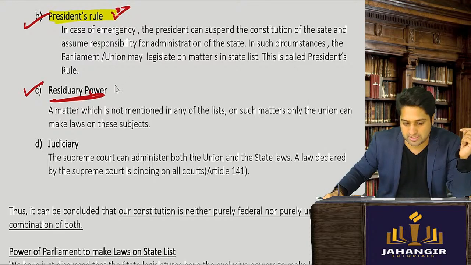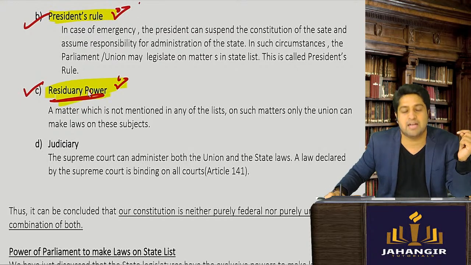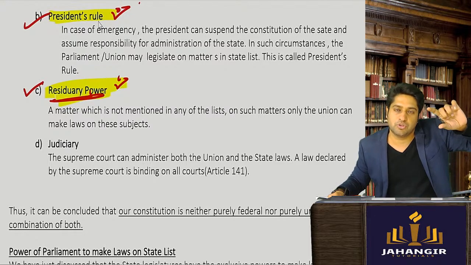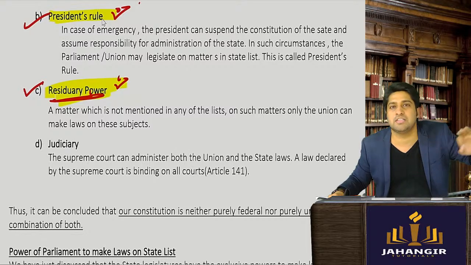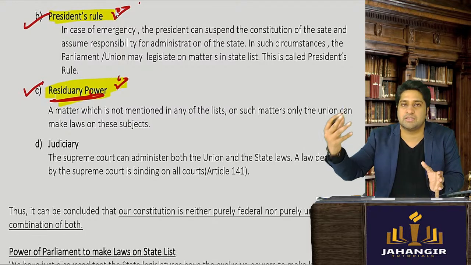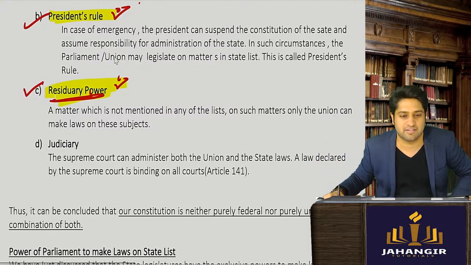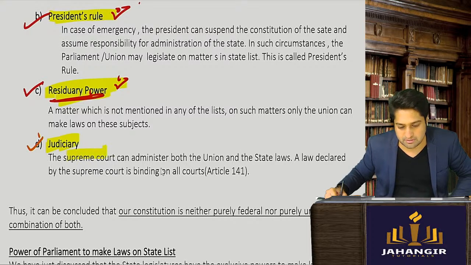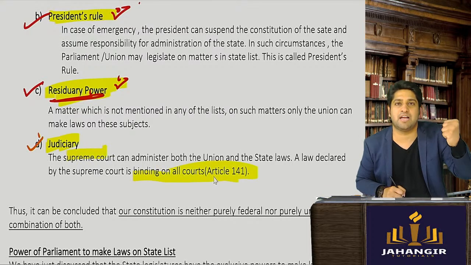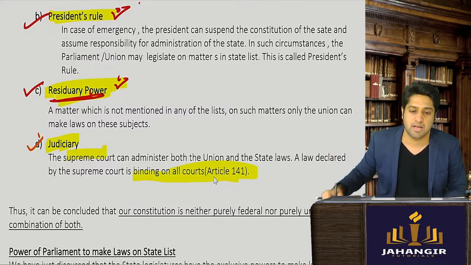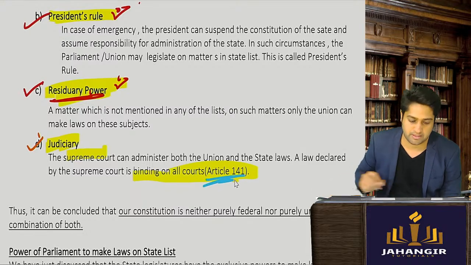Then comes residuary powers. This feature is also there. If any matter is not there in the union list, the state list, or any of the lists, then the residuary matter will come under the head of the center. That is also given. The next is judiciary. The Supreme Court's decision will be binding on all the courts. This is also like a unitary feature, where one decision of the Supreme Court is binding on all, as given in your Article 141.